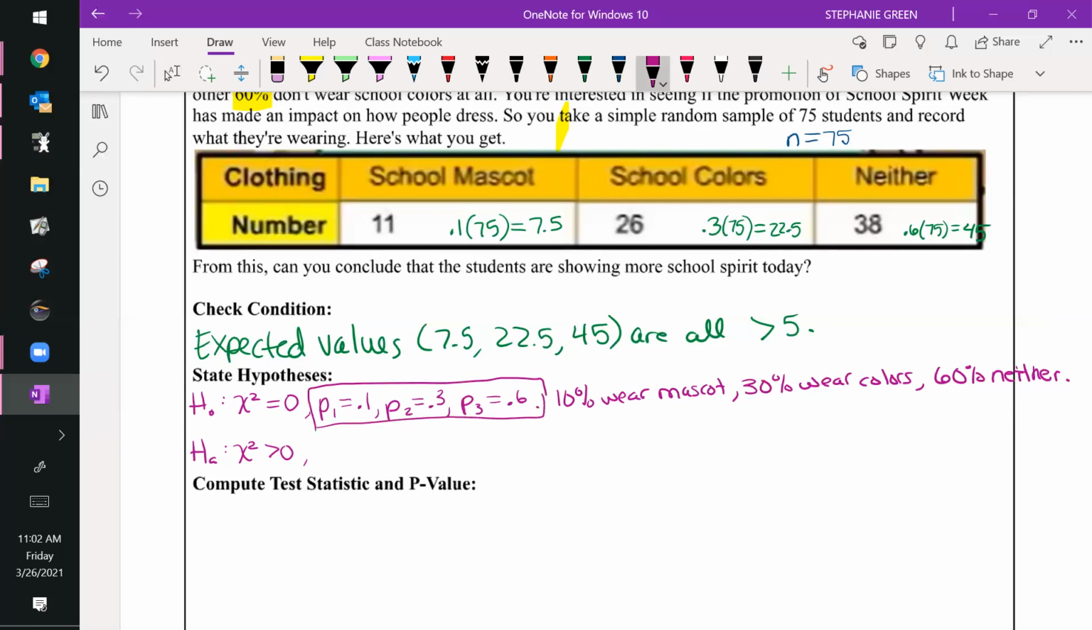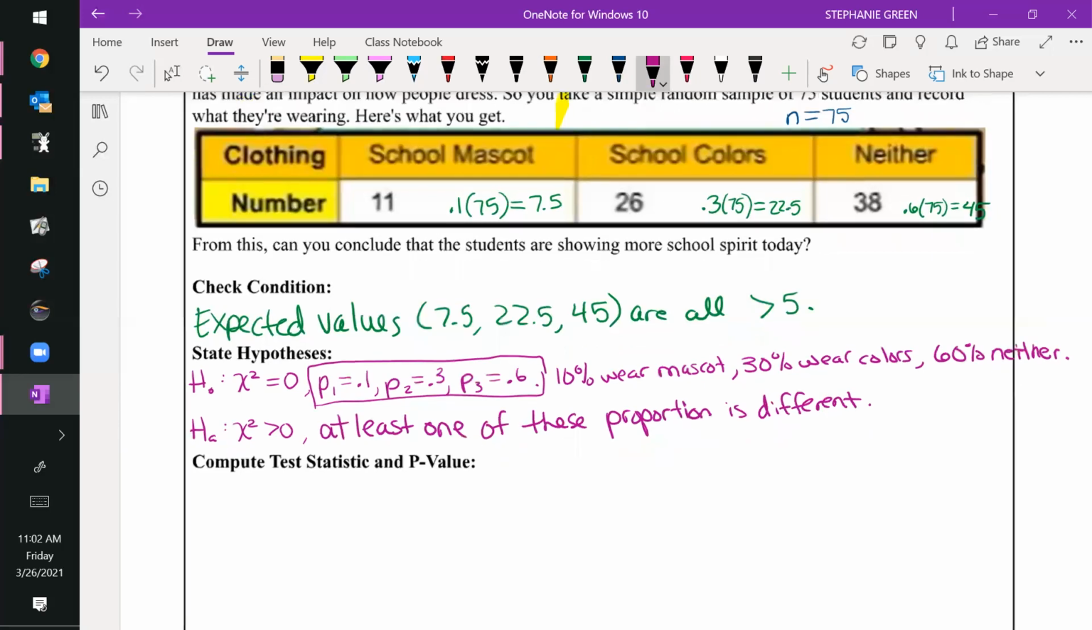So at least one of these proportions, which I get weird handwriting here, of these proportions is different. Okay, so there it is in context. There's not really any way to put that in equation form, so that's basically it. Covered up, checked all the boxes.